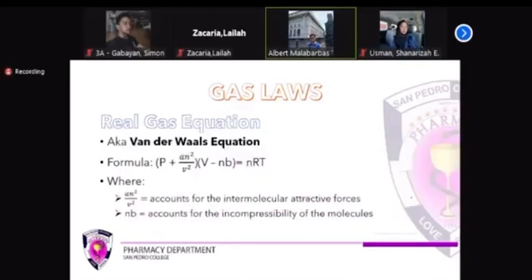Okay, next, we have your real gas equation. Your real gas equation, it's also known as your van der Waals equation. So the difference lang between the two equations from the previous one is that there is the addition of these variables here, an square over V square and nb. So an square over V square accounts for the intermolecular attractive forces, and b accounts for the incompressibility of the molecules. Pero in my case, for your case, I will not anymore dwell on this one for the real gas equation.